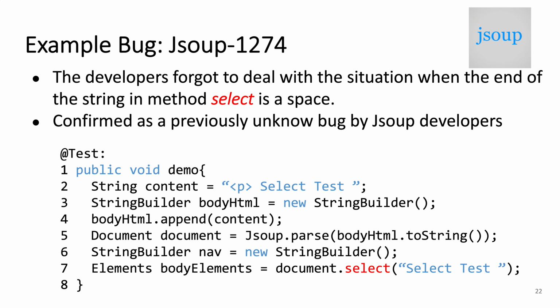And here is the third example, from jsoup. The developer forgot to deal with the situation when the end of the string in method select is a space. So we construct our string ending with a space and try to call the method select, then the test failed again. All of those test cases are from real-world projects, which are hard to generate with an automatic test generation tool.